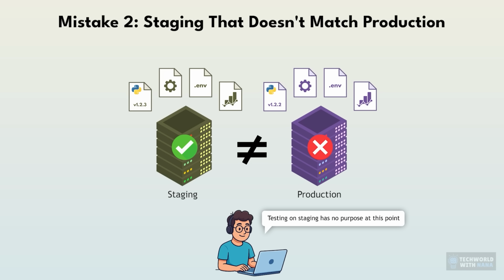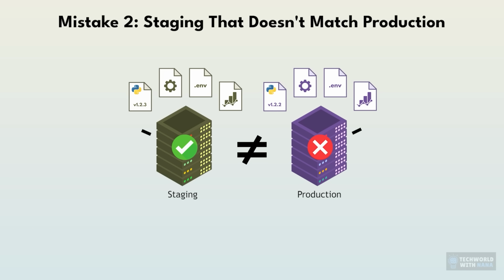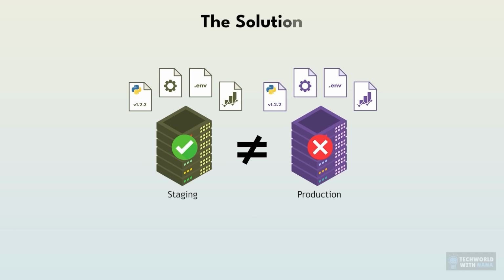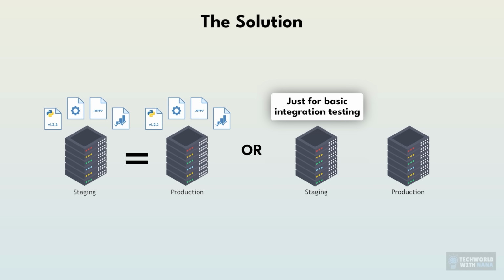So you're actually testing without purpose, because the purpose of testing is to make sure that the application does not break in production, which means naturally you should test in a production-like environment. Otherwise, how do you know that it's going to behave the same way? So the solution here is either keep staging synchronized with production or use staging just for basic integration testing, but also become aware and realize testing on staging does not give you any data about how the application will perform in a production environment.